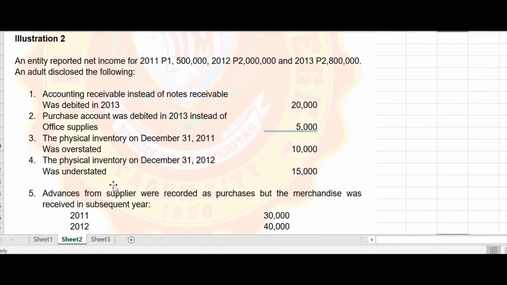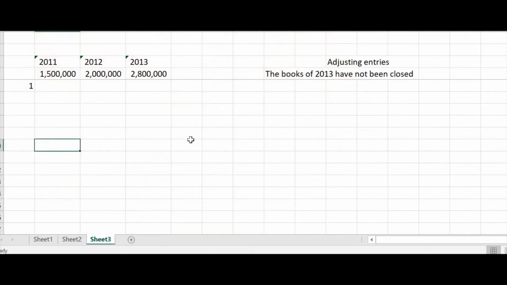So first, accounts receivable instead of notes receivable was debited in 2013. So ito wala itong effect, 'di ba? So since it is a statement of financial position error, 'di ba? We have 3 types of error. Statement of financial position error and income statement error, both of which do not affect net income. Okay? Kasi namali lang yung pag-classify, no? Pag-classify sa expenses or accounts na nagamit natin.